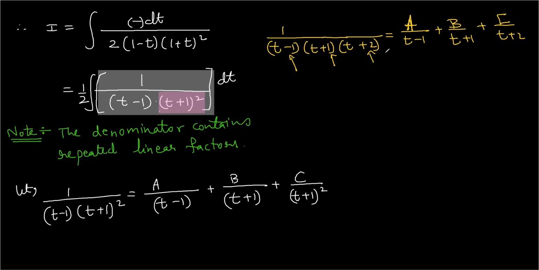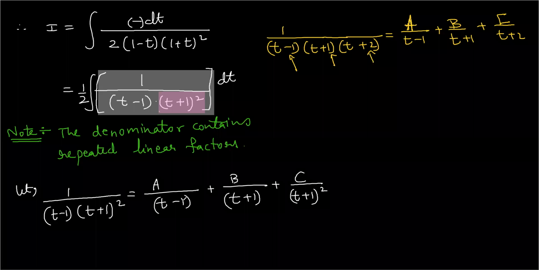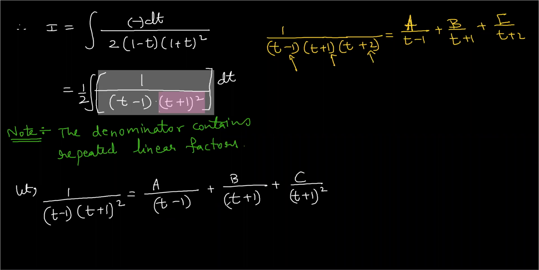And what type is it? It is the type when the denominator has linear distinct factors. But here, see, it is linear repeated factors. Now, since you have t minus 1 and t plus 1 square, you will still have A, B, and C. A will have t minus 1 in the denominator, B will have t plus 1, and C will have t plus 1 square. That is by rule, you should understand. If you do not follow this technique, you will go wrong.